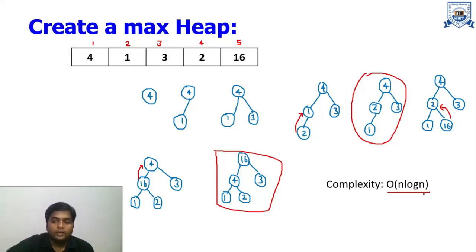Why order of n log n? Because if we want to insert an element, it depends upon the number of levels, because how many times we have to perform comparison depends upon the number of levels. So in a complete binary tree, the number of levels is log n.